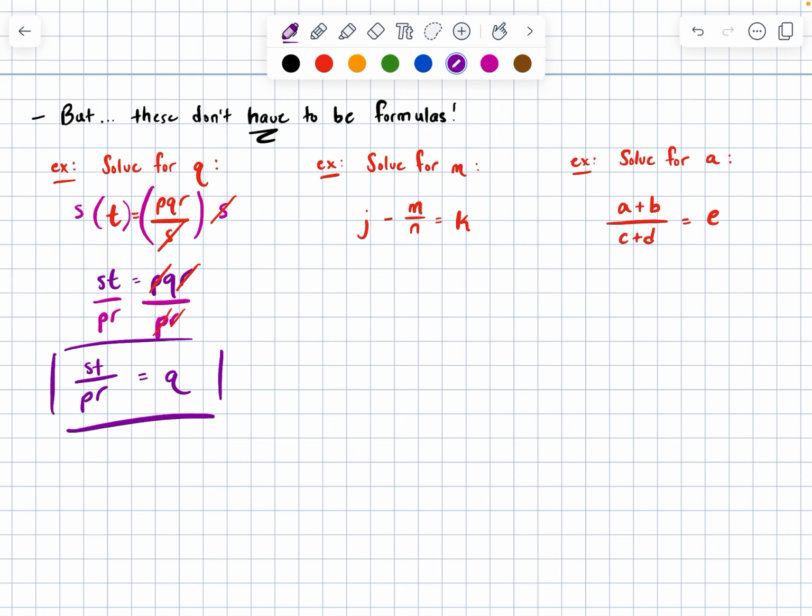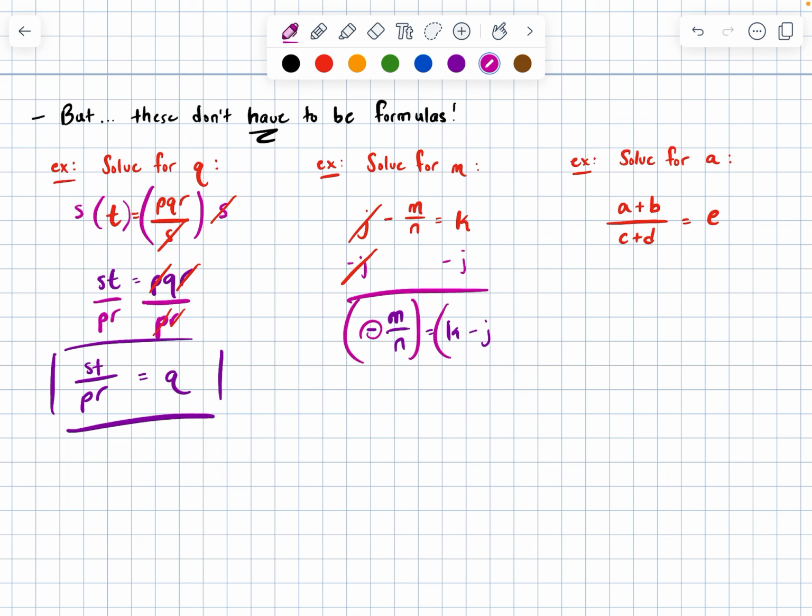Fantastic. For m here, I want to get my m by itself. Well, I've got a couple things standing in the way. Reverse order of operations tells me I should probably get rid of this j before the n. So I'll subtract j, I want to undo a positive j, minus j from both sides. I'm left with negative m over n equals k minus j. And then here, I've got division by n to get rid of, but I've also got this negative sign.